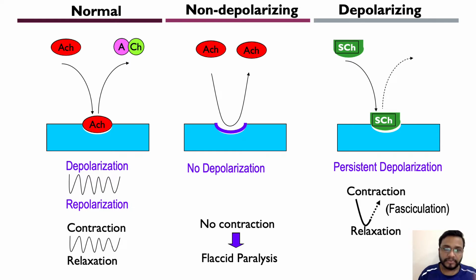The basic difference between the three: in the normal one, acetylcholine comes, sticks onto the receptor, produces depolarization, and is broken down by acetylcholinesterase. The non-depolarizing agent is a competitive blocker. It sticks onto the receptor, there is no depolarization, there is paralysis. Whereas the depolarizing agent, because of structural similarity with acetylcholine, attaches to the receptor and produces persistent depolarization, and as a result there is a fasciculation followed by paralysis. Succinylcholine is broken down by pseudocholinesterase.